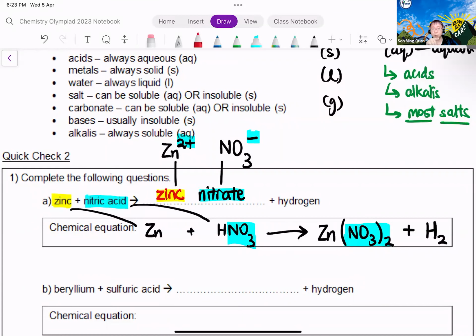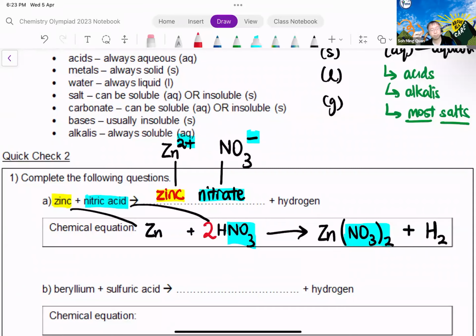Okay, so you can see that in this equation, there's only one nitrate on the left and two nitrates on the right. So you treat the nitrate as one block. So you're right. In terms of balancing the equations, you will need to add a number in front of where you need more nitrates. You need two nitrates on the left, therefore it's 2HNO3.